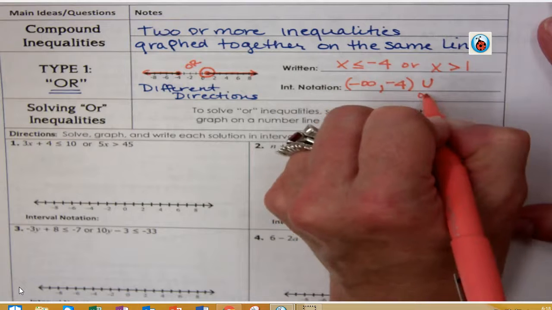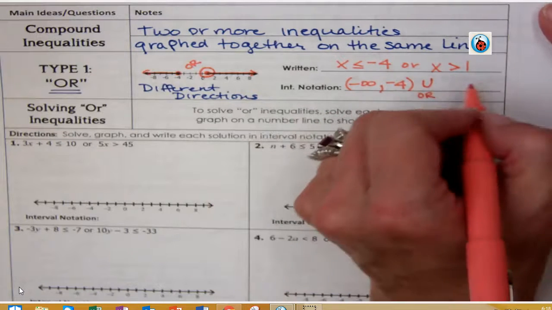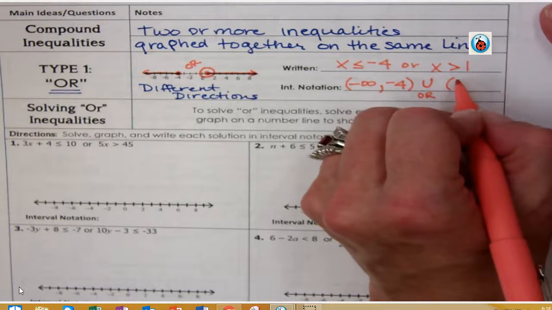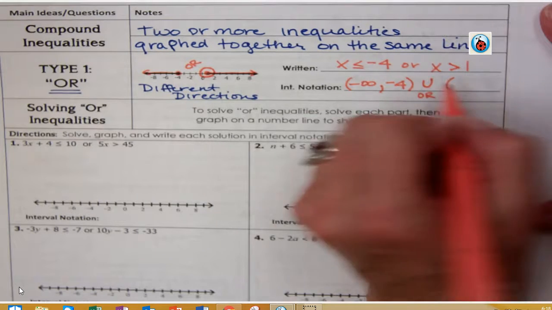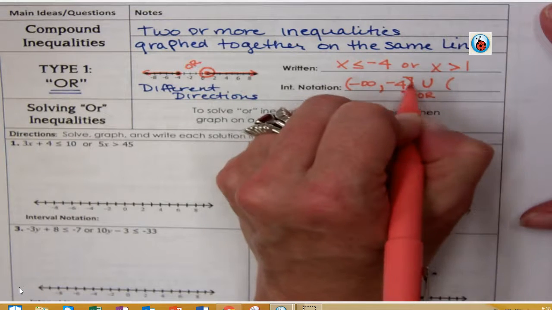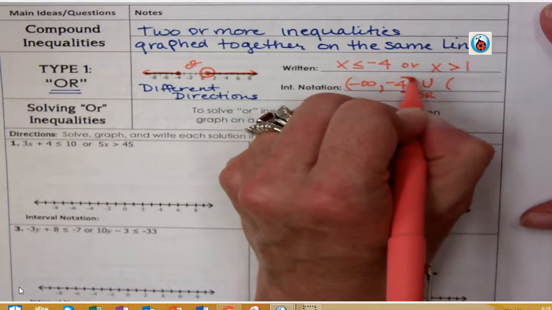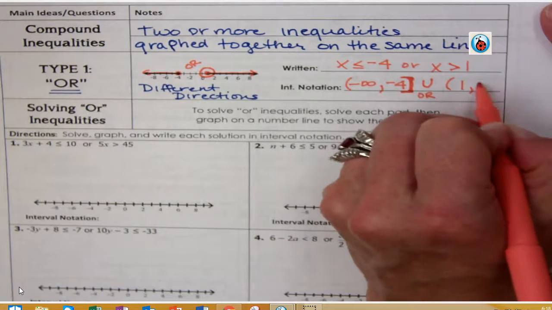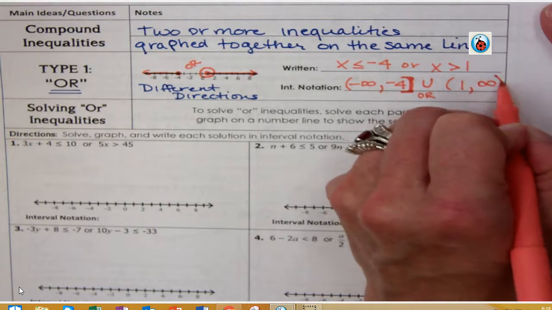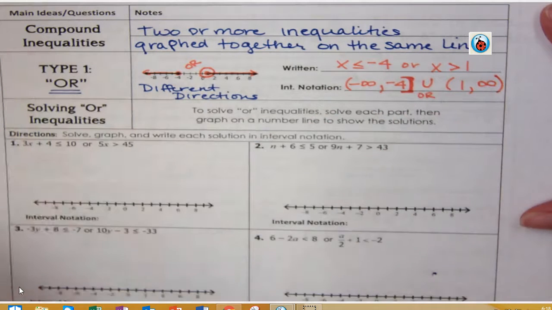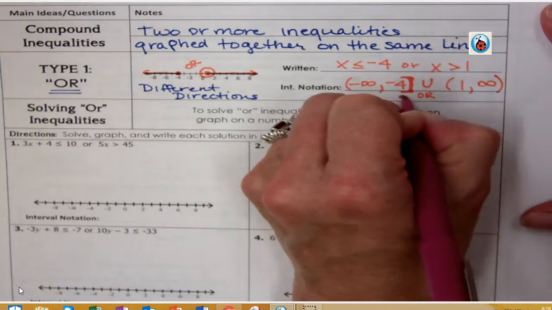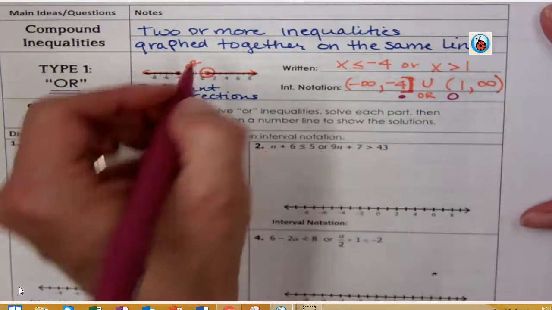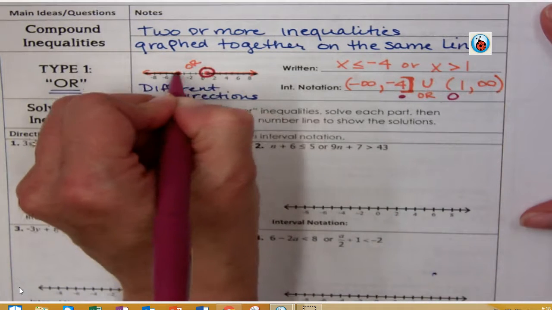That symbol, that U, means OR. Then we start at this 1 and we're using the parentheses. Oh, I'm sorry, this should be a bracket. Hopefully you caught that. This should be a bracket because it's a closed dot. This is parentheses, 1 to infinity. So this is your closed dot. This is your open dot.